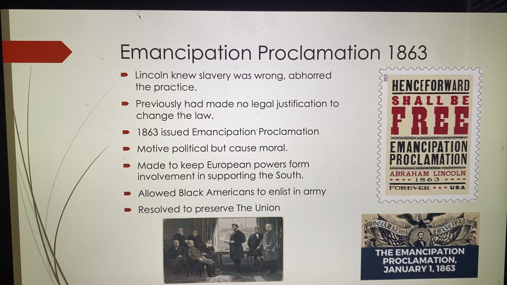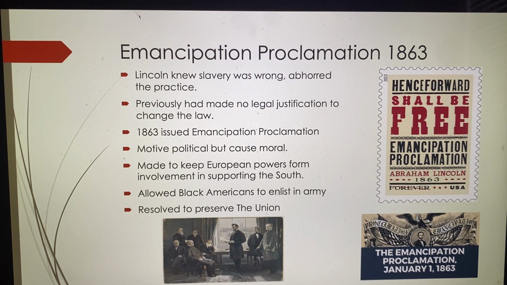Then in 1863, he would proclaim his famous Emancipation Proclamation of the United States. Lincoln knew slavery was wrong and he abhorred the practice. Previously, he had made no legal justification to change the law. He never said he was going to change the law on slavery, but in 1863, he decided to issue the Emancipation Proclamation of the slaves. And this motive would be political, but it would also be moral because he knew slavery was morally wrong. He was made to keep the European powers from getting involved in supporting the South.